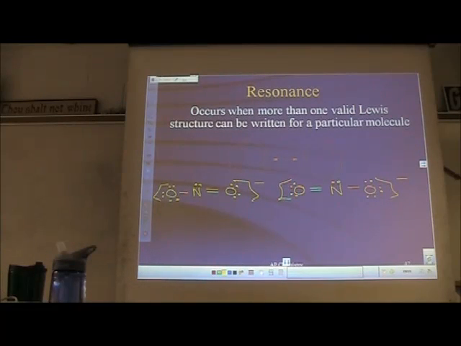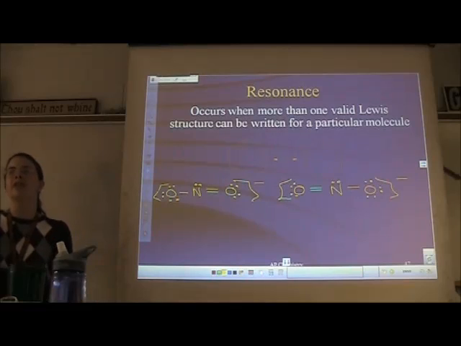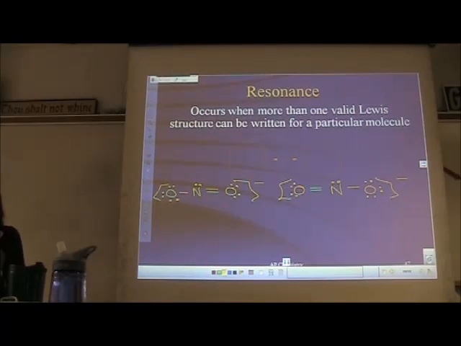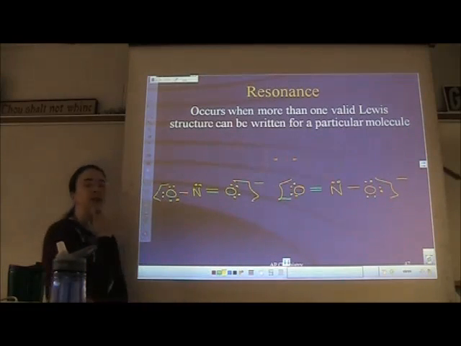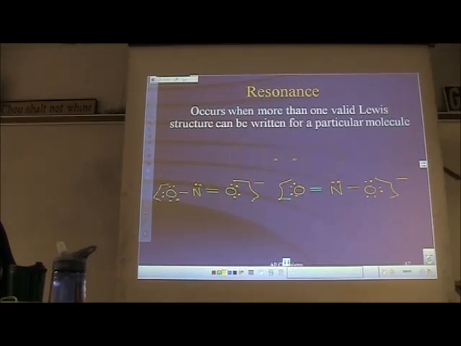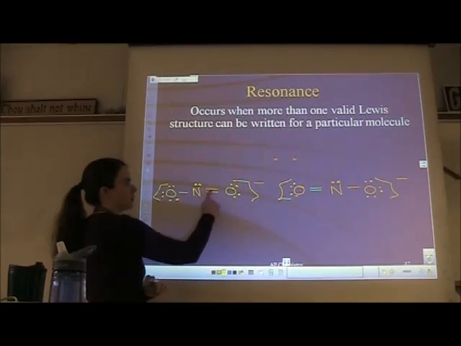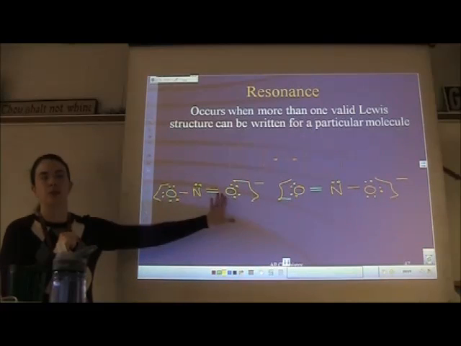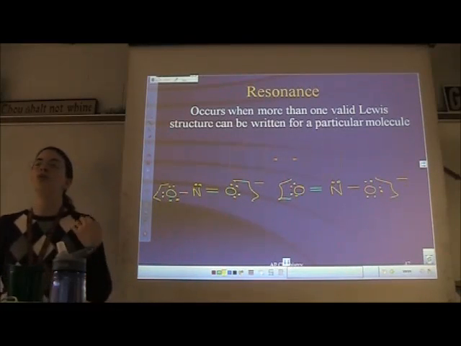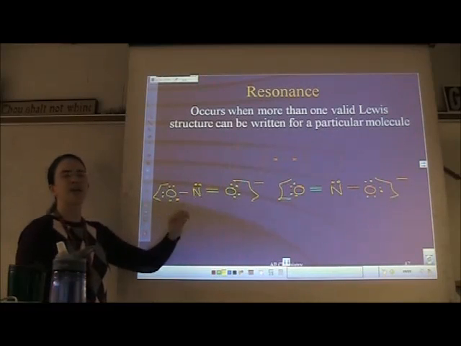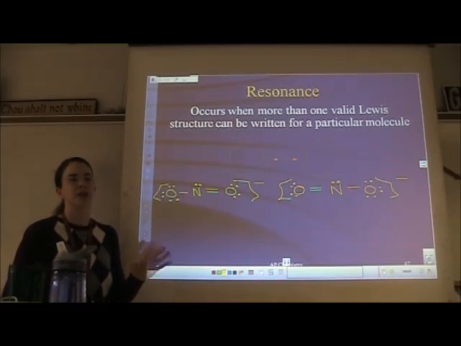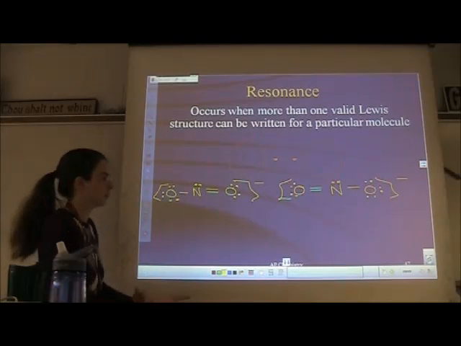Ladies and gentlemen, this is a phenomenon called resonance. It's when you can draw more than one valid structure for a molecule, like this is an example. And here's the point. When I said, what's the difference, you said the location of that double bond. Well, this extra pair of electrons doesn't exactly sit either on the right or on the left. It's called resonance because, and this is kind of a controversial topic, there are chemists out there that don't really agree with this statement, but we're going to say it.